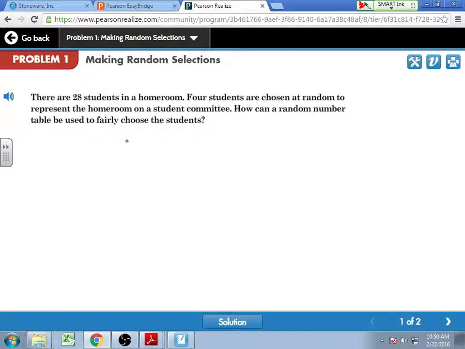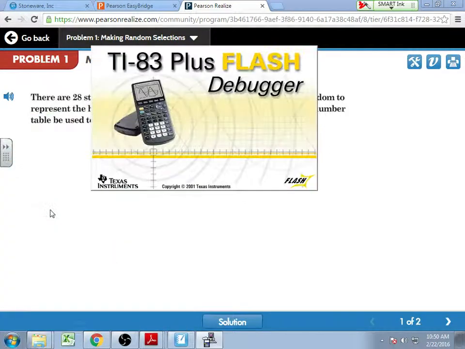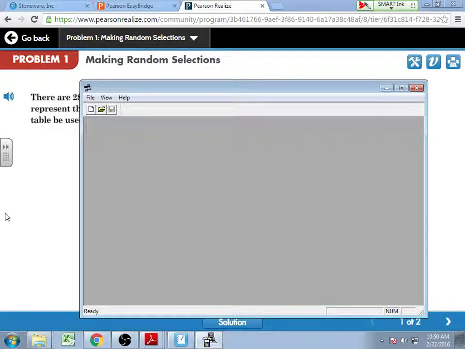So we have 28 students in a homeroom. We want to choose 4 for a committee. We could put the names into a hat. That's kind of an old school method. How could a random number table be used to fairly choose the students? Could you assign the kids' names to a number and then randomly shuffle the numbers inside the table? Ooh, yeah, kind of, but we don't actually have to do that then.